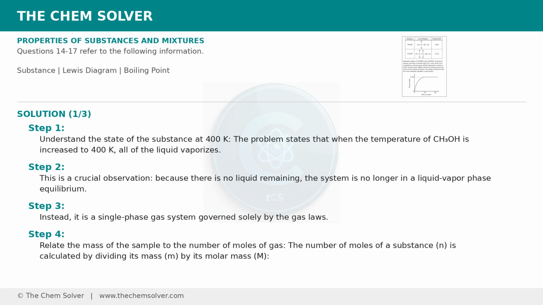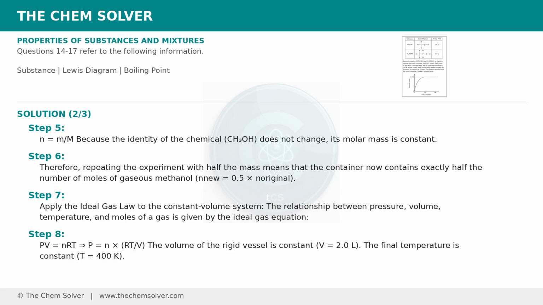Relate the mass of the sample to the number of moles of gas. The number of moles of a substance, n, is calculated by dividing its mass, m, by its molar mass, M. n equals m over M because the identity of the chemical, CH3OH, does not change. Its molar mass is constant. Therefore, repeating the experiment with half the mass means that the container now contains exactly half the number of moles of gaseous methanol. n new equals 0.5 times n original.